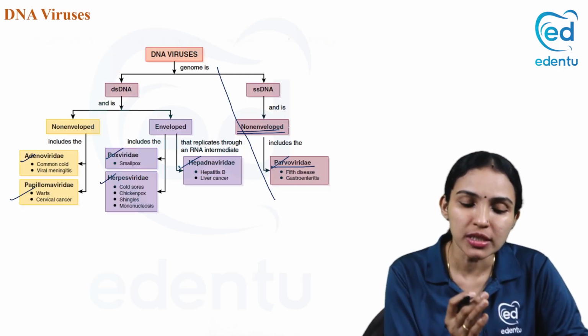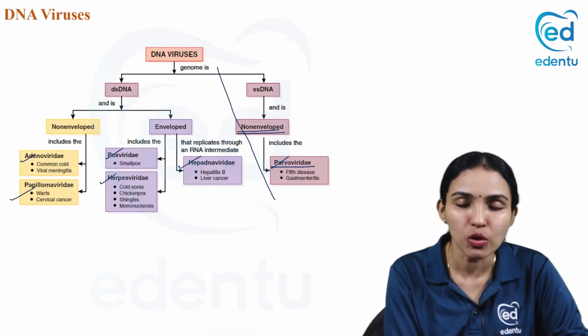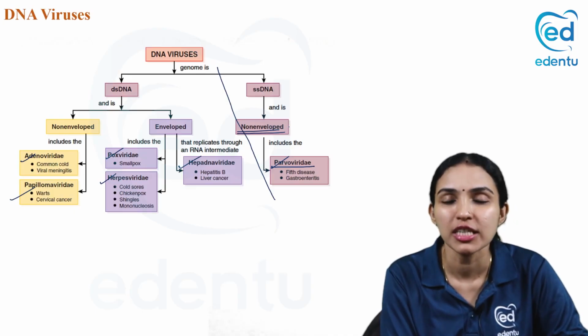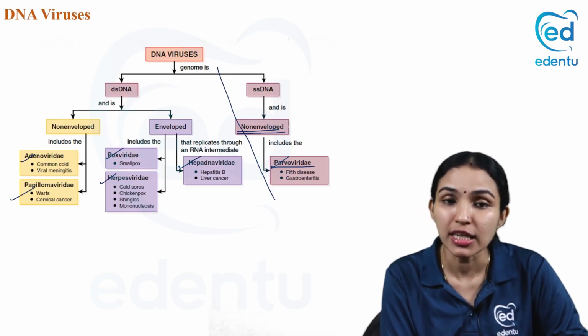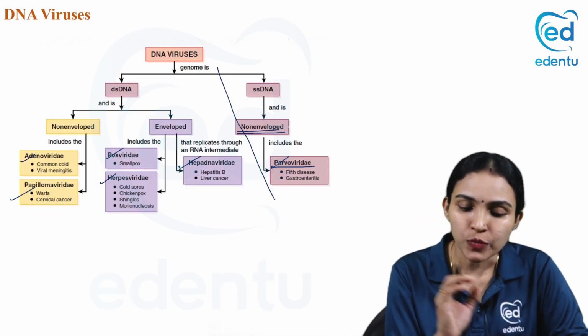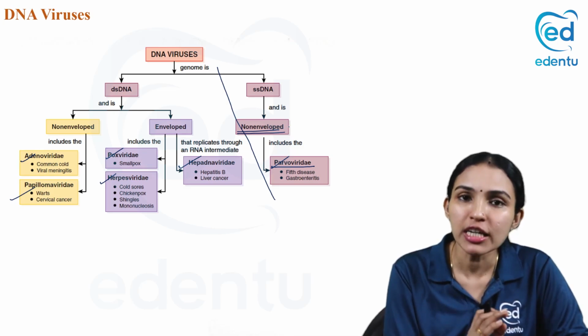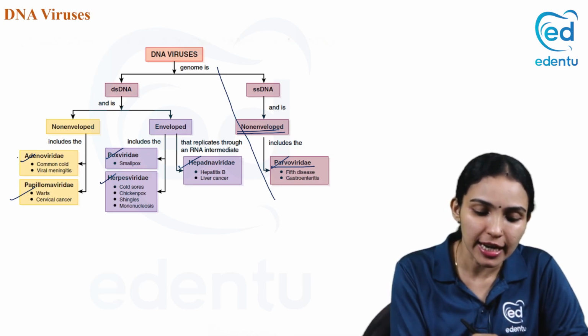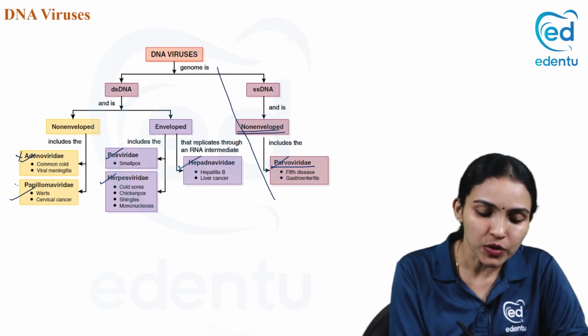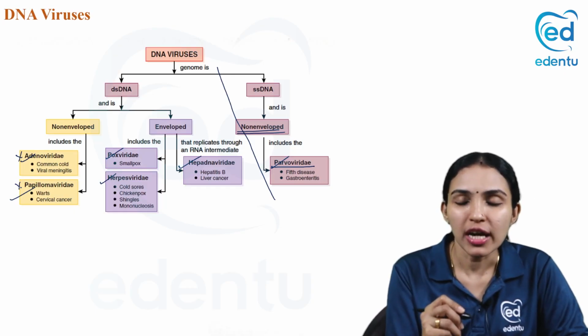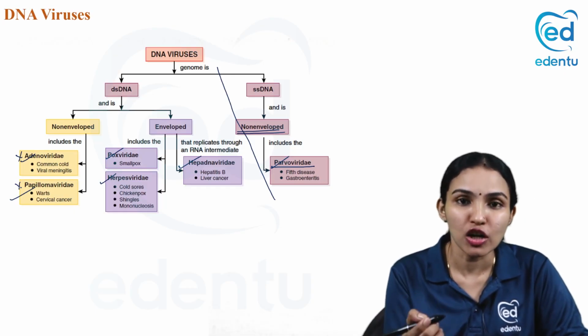Now, looking at the double-stranded DNA viruses, how can we classify them? We can classify them as enveloped and non-enveloped DNA viruses. So the non-enveloped DNA viruses are adenovirus and papillomaviridae. So adeno and papilloma are non-enveloped.